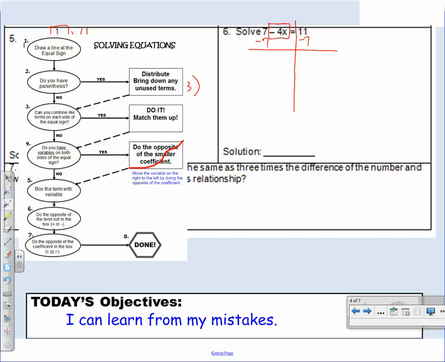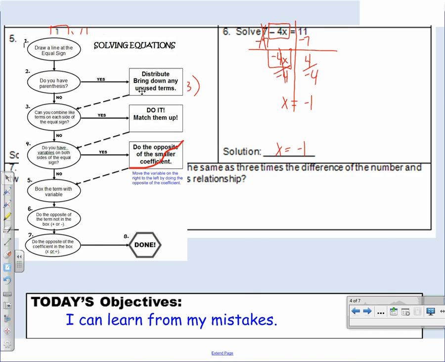The opposite would be negative or minus. 7 minus 7 is 0. We're left with a negative 4x in our box. 11 minus 7 is positive 4. Do the opposite of the coefficient of the box. That's negative 4 times x, so we're going to divide by negative 4. Negative 4s cancel. We're left with x equals negative 1. Our solution is x equals negative 1.